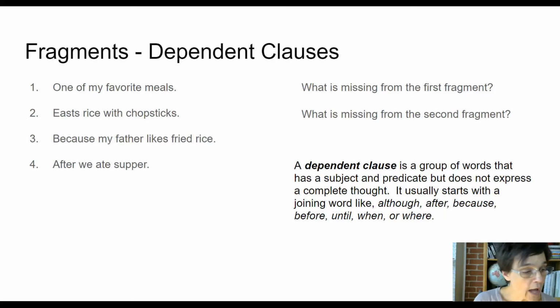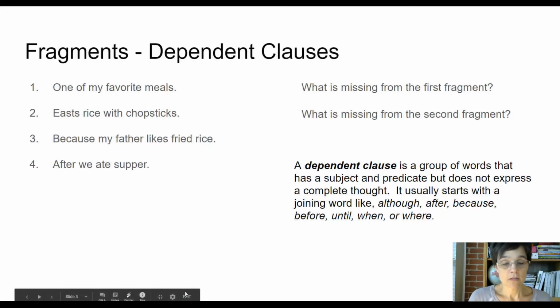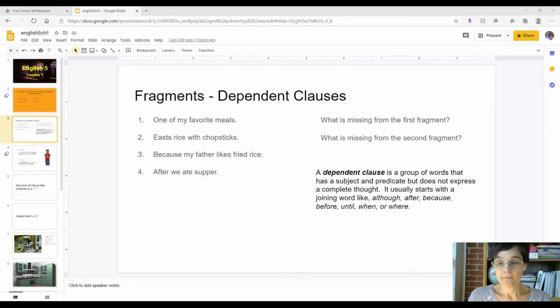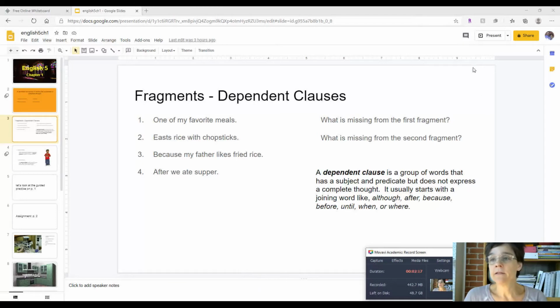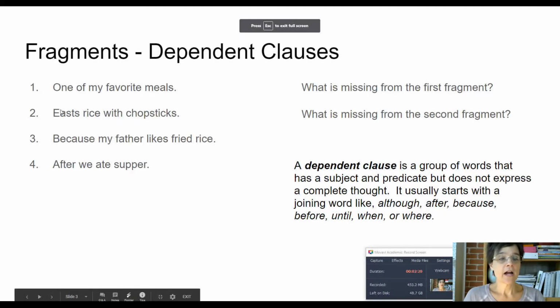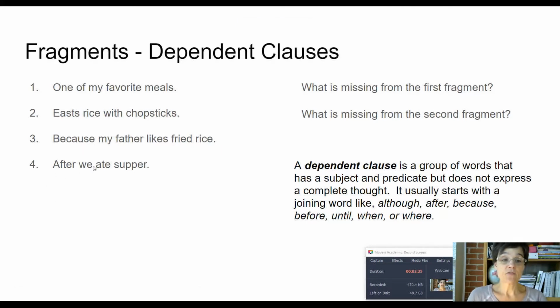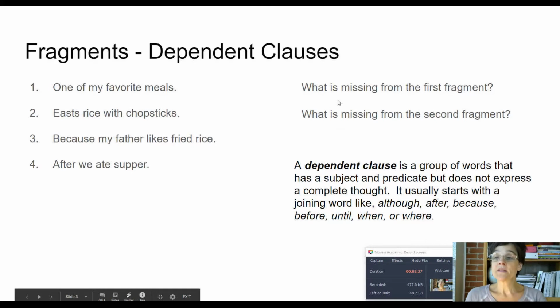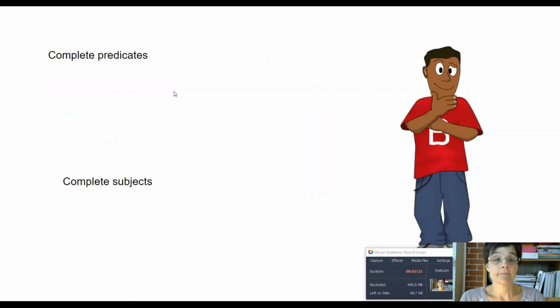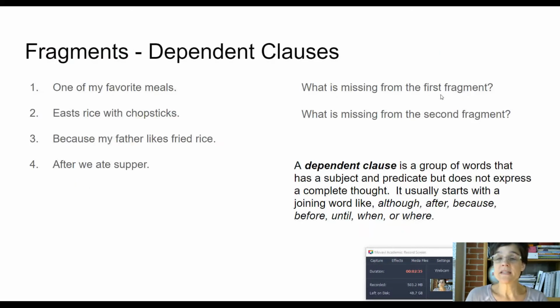Okay, so, one of my favorite meals. Eats rice with chopsticks. I think that's supposed to be eats. Hang on. Okay, I think I spelled that wrong. All right, eats rice with chopsticks, because my father likes fried rice, and after we ate supper. Now, what's missing from this first fragment?